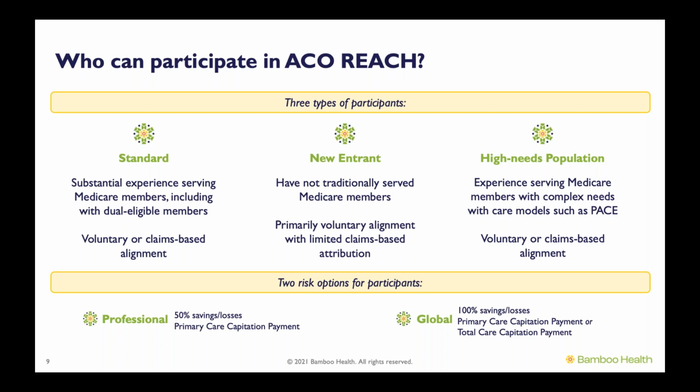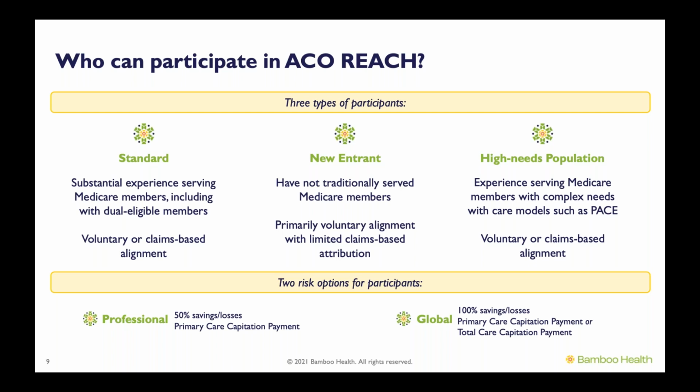And now within each of these participation types, if we're looking towards the bottom end of this slide here, you can see that there will be two risk options, professional and global. And again, this goes back to direct contracting, but in each of these options, participating providers accept Medicare claims reductions and agree to receive at least some compensation from their ACO.